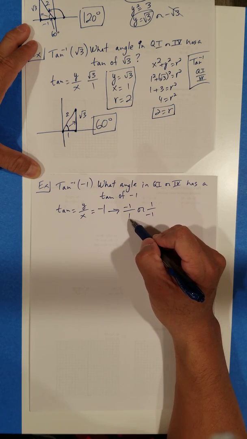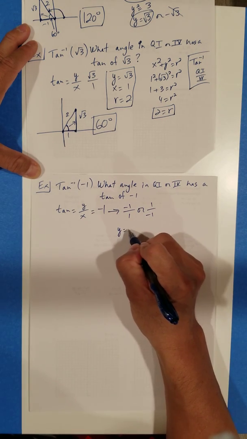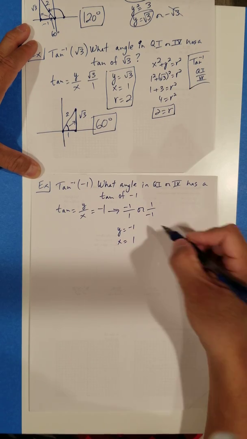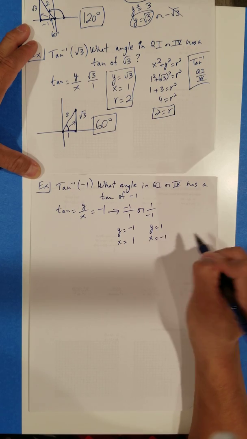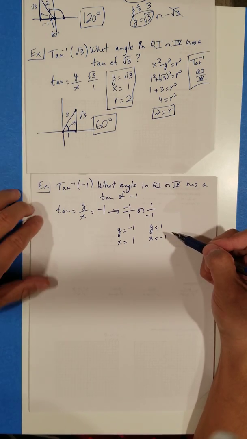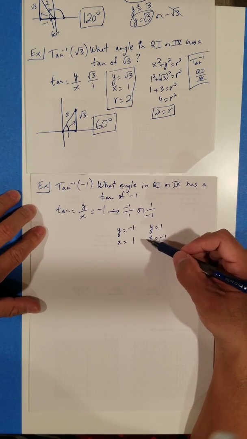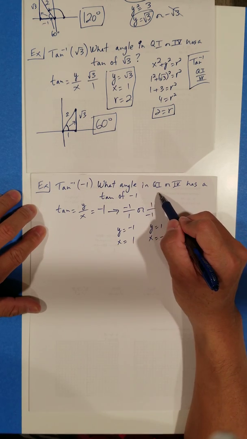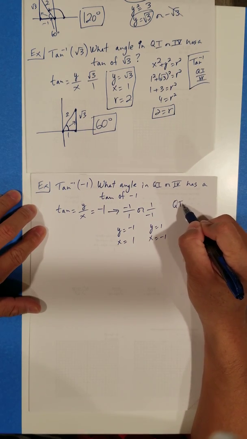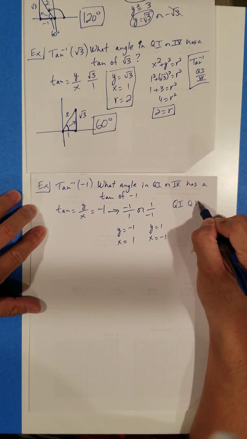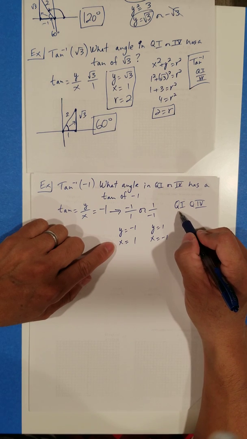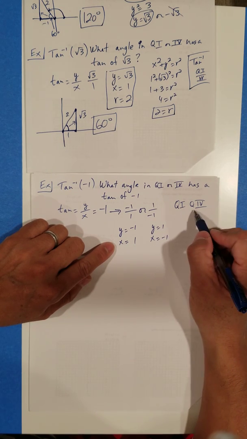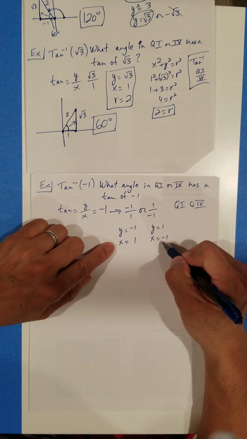The first fraction says y equals -1, x equals 1. The second fraction says y equals 1, x is -1. So now, which one of these fits our quadrant 1 or quadrant 4? Well, this one won't fit.